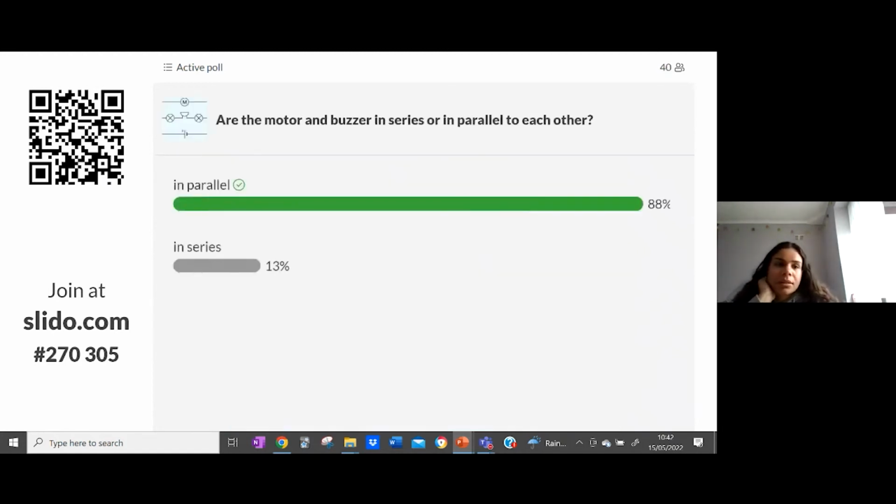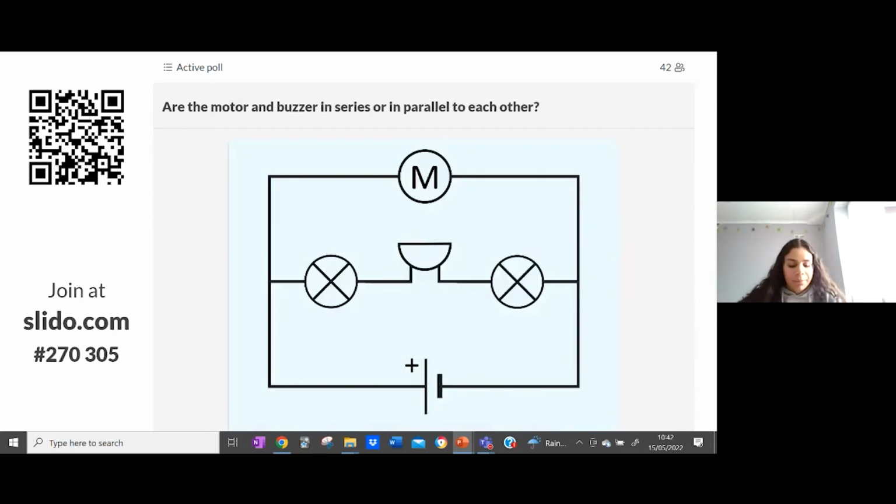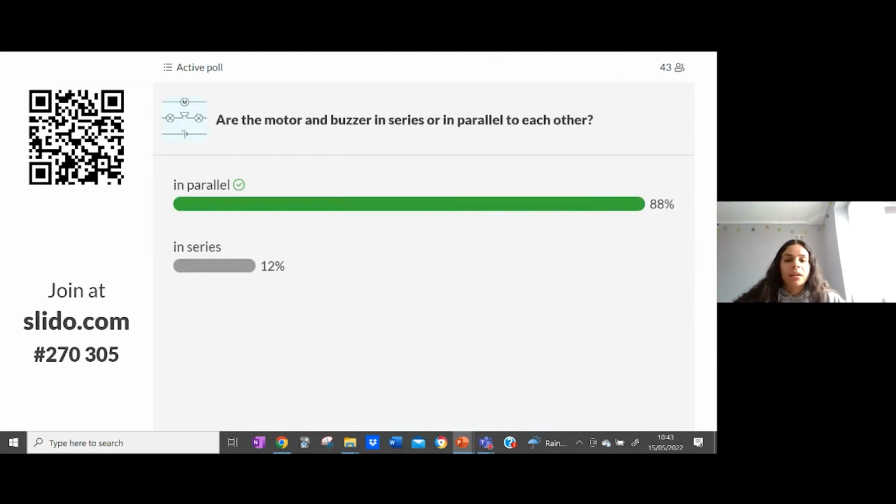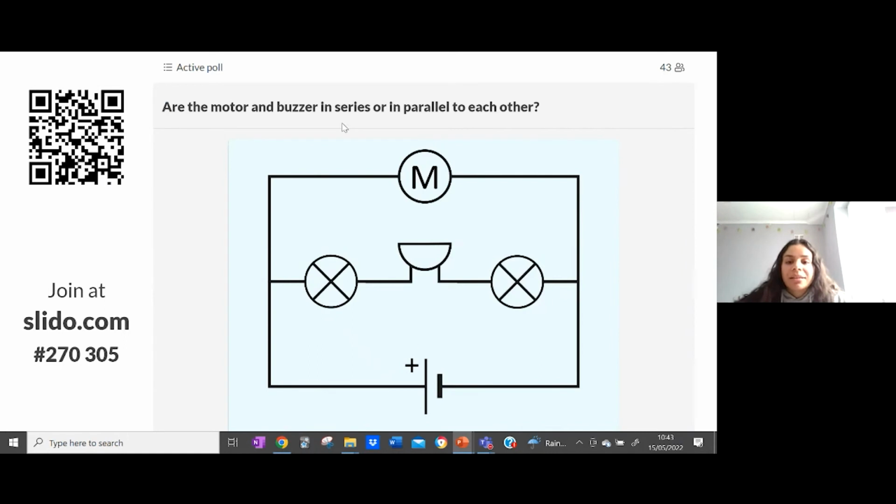Okay, let's see the answers. A lot of you saying in parallel, a couple of people saying in series. So the answer is that they are in parallel. So I think somewhere that you could easily get maybe mistaken in this question is, so our buzzer is at central, this is our buzzer, and this is our motor.